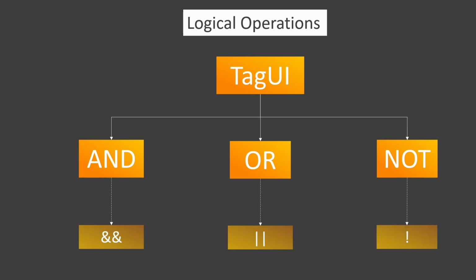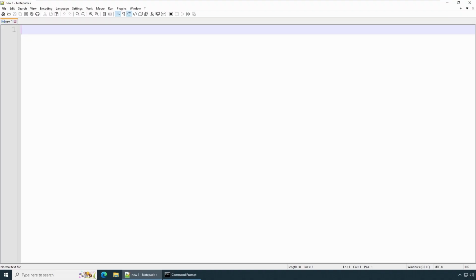In other programming languages or conventional JavaScript, typically AND is written as two ampersands, OR is two pipes, two vertical lines, and an exclamation mark is NOT. In TagUI, we just use simple plain English text, that is AND, OR, or NOT, as the logical operators. Let's see an example in detail and understand the implementation of logical operators.